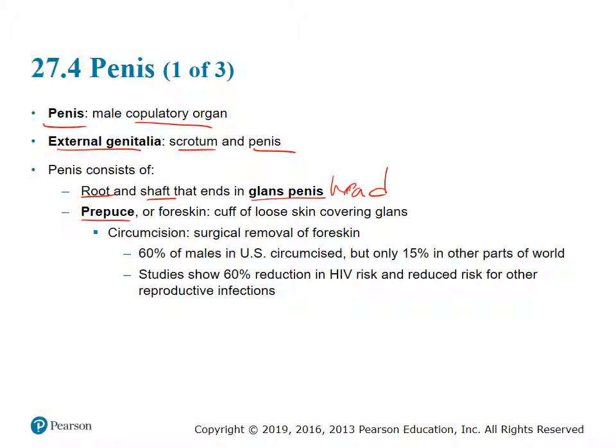What we call the prepuce or foreskin is a natural skin that actually covers the head of the penis or the glans penis, right? So it's a loose skin that covers the glans penis there, right? And so when we talk about in healthcare circumcision, it's actually the removal of the foreskin or the prepuce, right? So interesting statistics here, right? 60% of males in the United States are circumcised. In other parts of the world, that drops considerably to 15%.